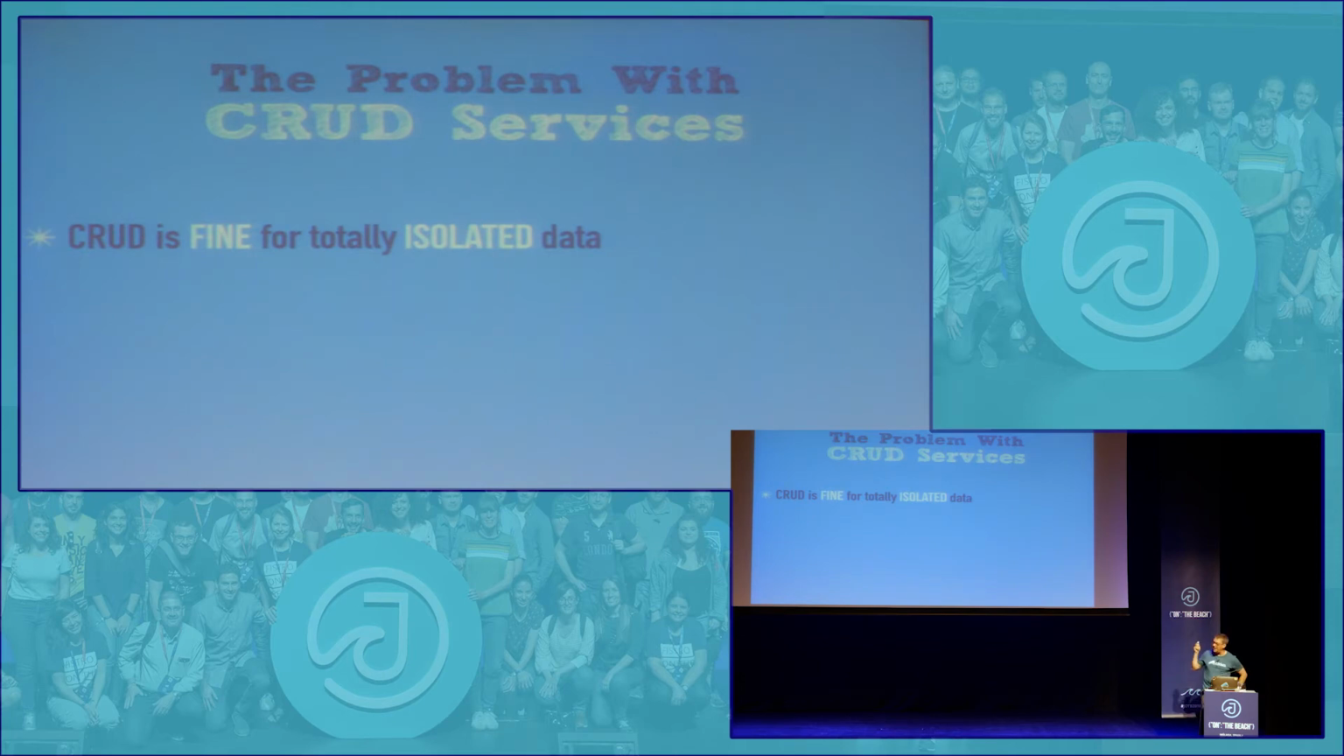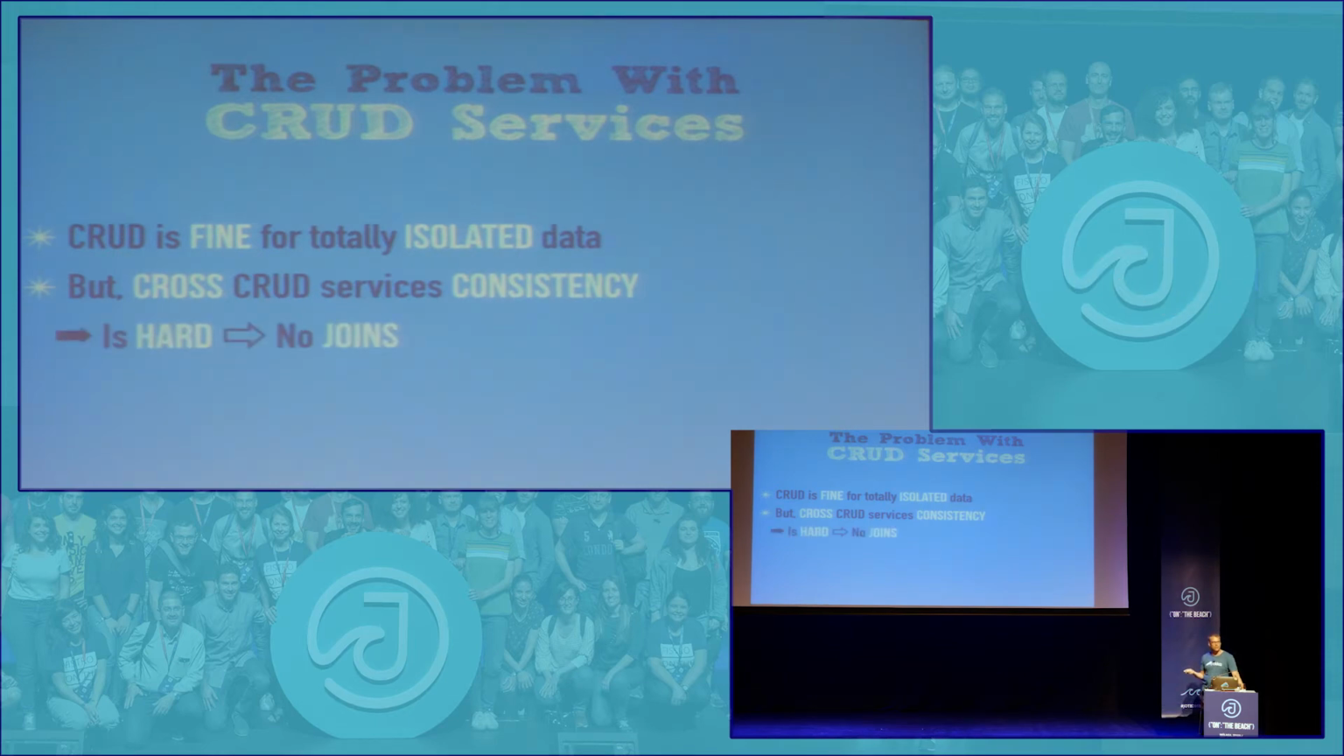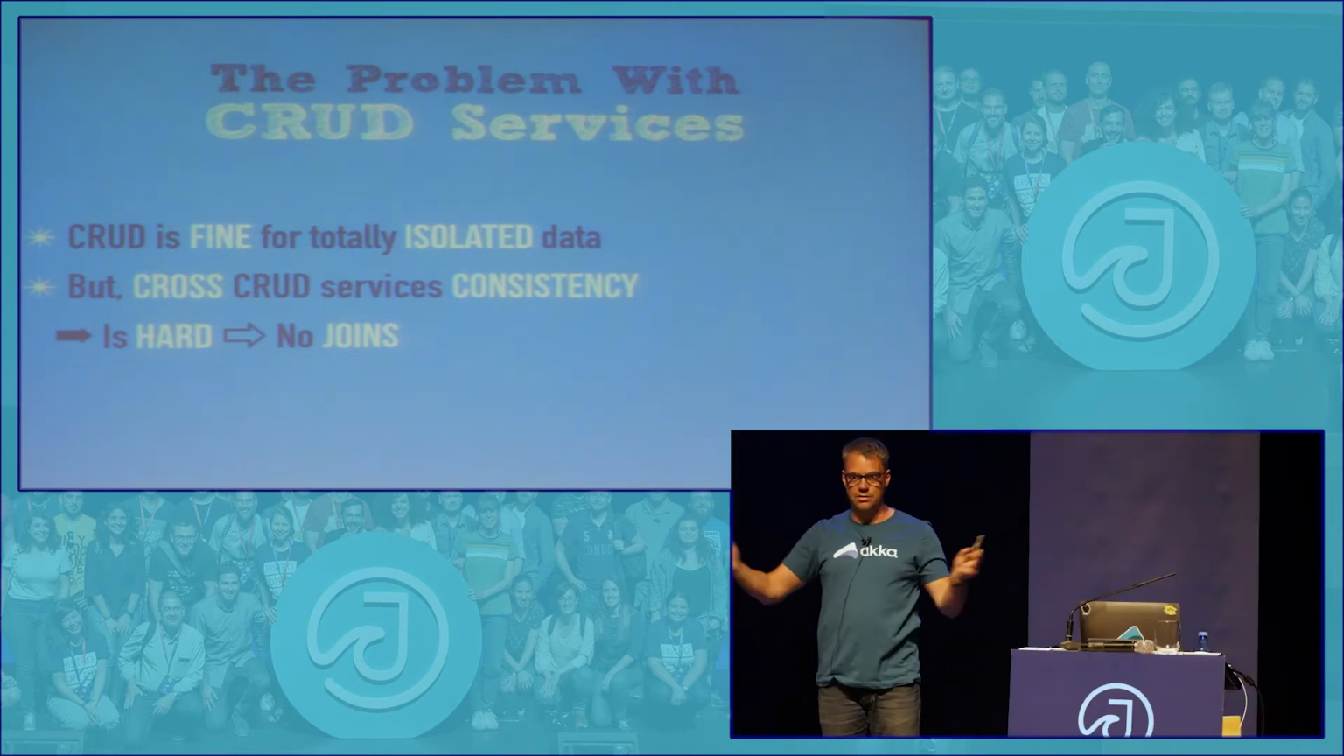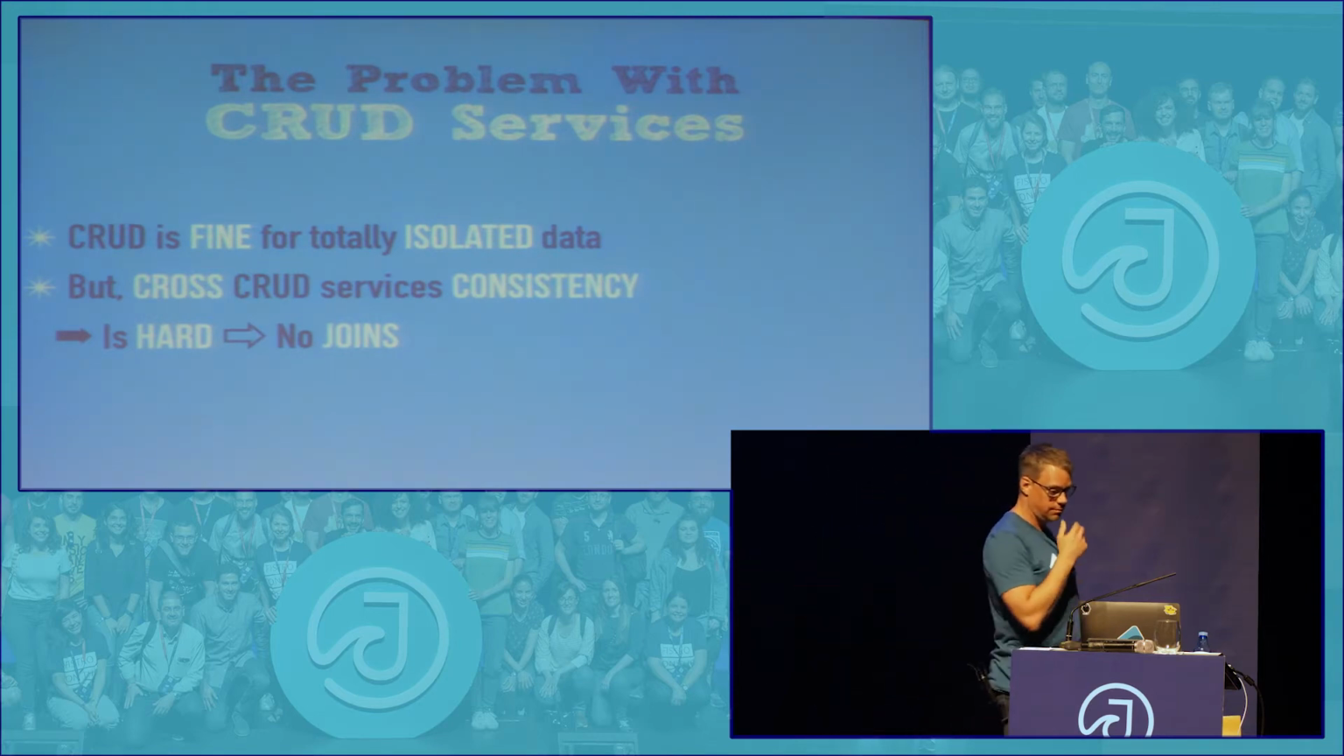Because, as I said, CRUD's fine for isolated data. But in a distributed system, there's very little isolated data. It's very seldom that services never communicate with anyone across some sort of workflow or some sort of transaction. Okay? But the thing is that cross-CRUD services consistency is extremely hard because you can't do joins. We take joins for granted in a local system. They're easy, they're reasonably cheap, and they have so much power. But with multiple services each having their own isolated database, as you should do with microservices, you can't easily do joins across them. Okay?